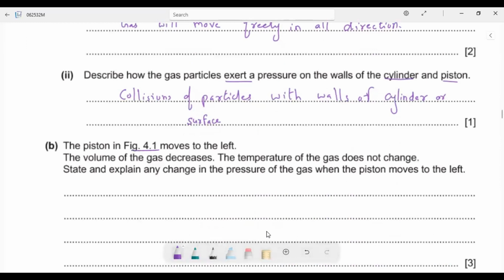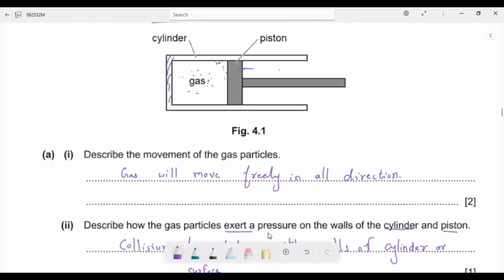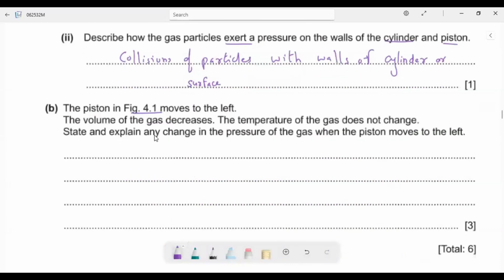The piston in figure 4.1 moves to left. That means it is moving left towards this side. So now the piston may be in this position as it has been moved towards left. The volume of the gas decreases. Volume has decreased. The temperature of the gas does not change. State and explain any change in the pressure of the gas when the piston moves to left.